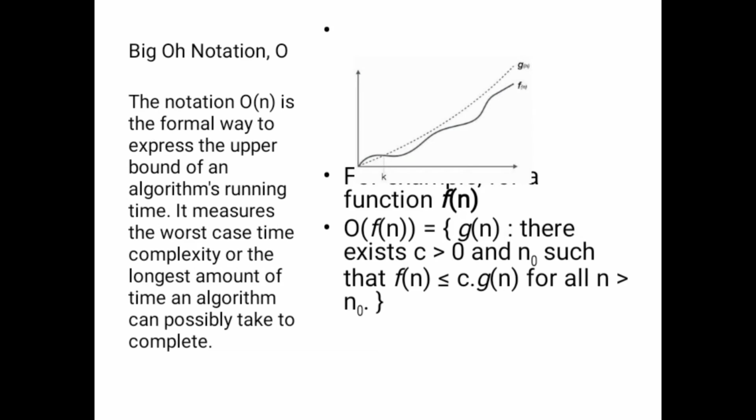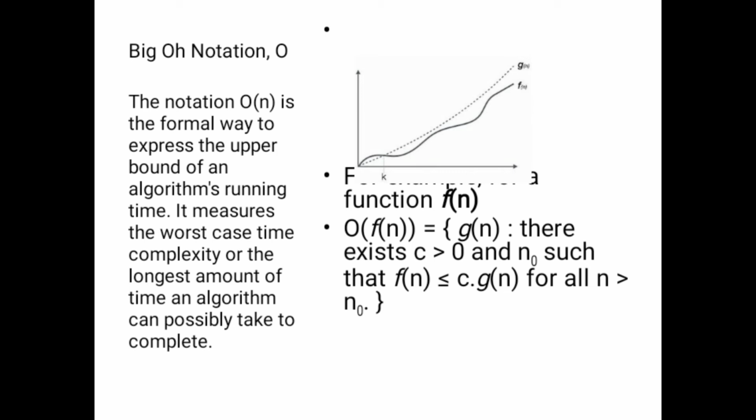And if we draw the graph of f(n) and c·g(n) versus n, the graph of f(n) lies below the graph of c·g(n) for sufficiently large values of n, as shown in this diagram. You can see in this diagram.